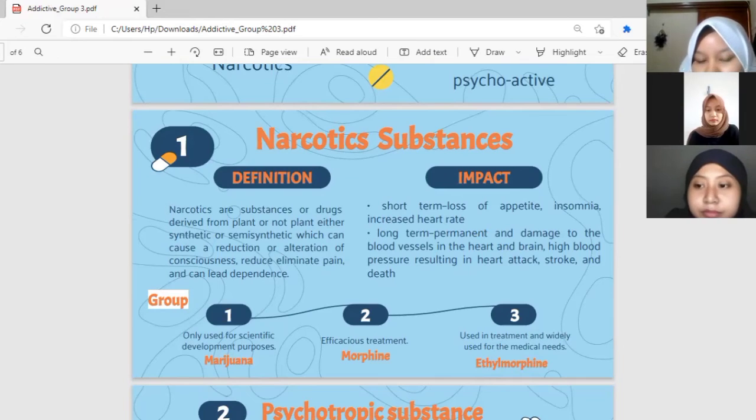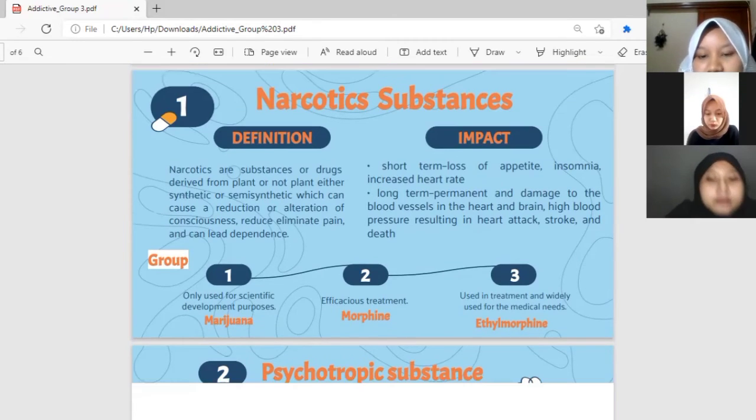And for the impact, there are short-term effects like loss of appetite, insomnia, and increased heart rate. And for the long term, there is permanent damage to the blood vessels in the heart and brain, high blood pressure resulting in heart attack, stroke, and death. And for narcotic substances, there are three groups.